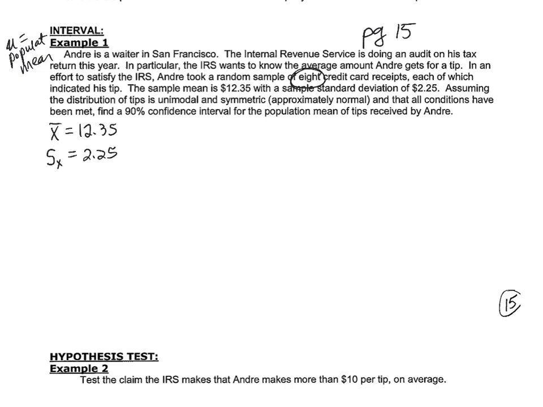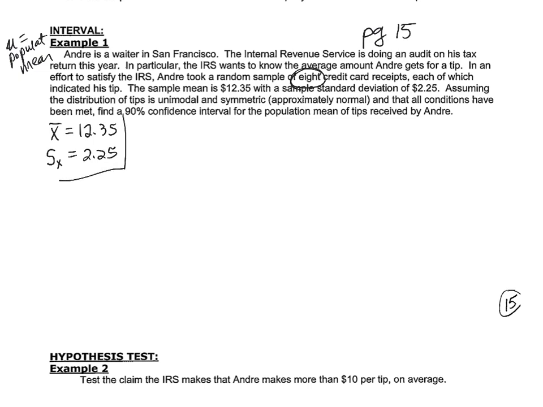All right. Assuming the distribution of tips is unimodal and symmetric, which is approximately normal. So that takes care of the problem that it's a small sample size. So we like that, and all the conditions have been met. I'm teaching the conditions tomorrow, and therefore you're not going to do any of the conditions on this assignment here, okay? So find a 90% confidence interval for the population mean of tips that he receives.